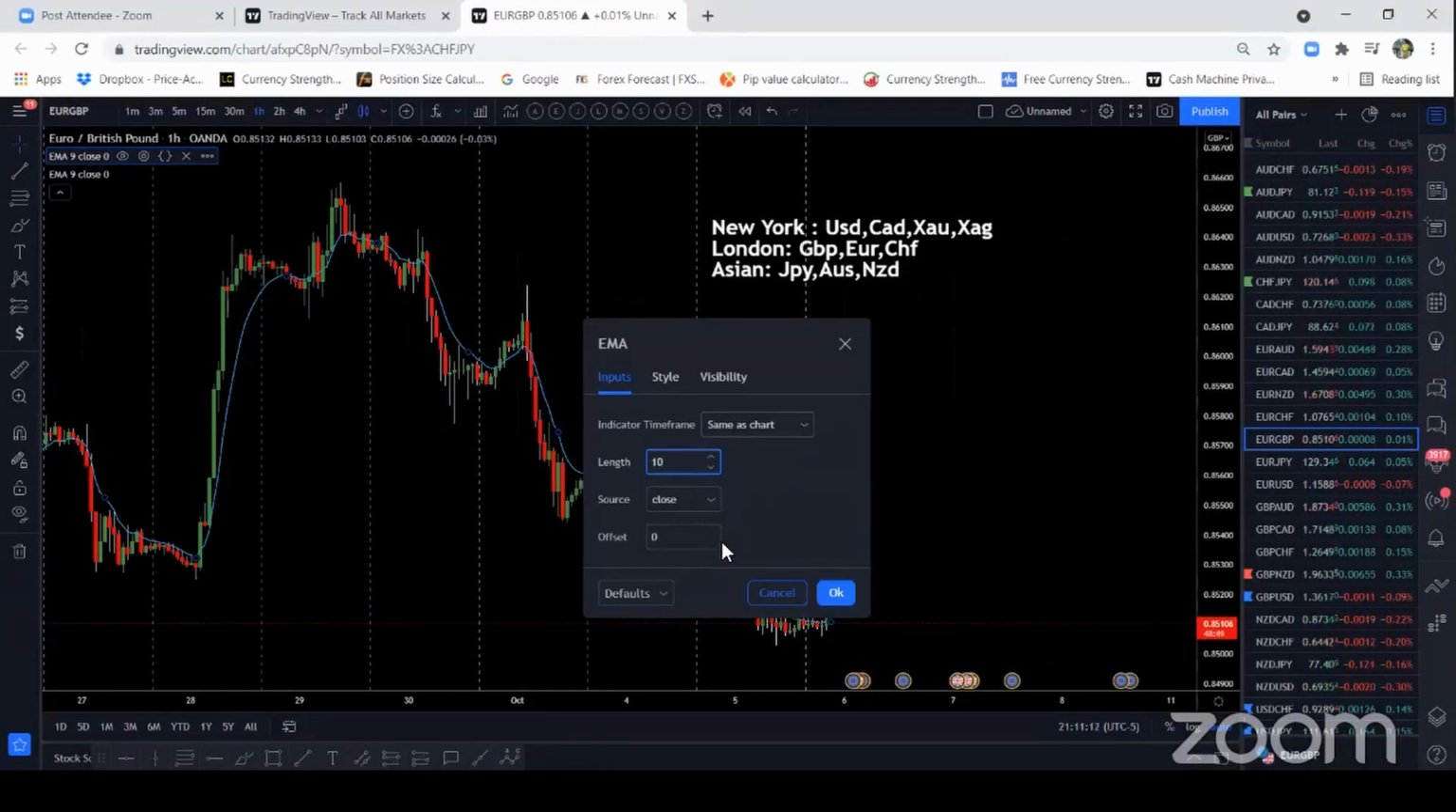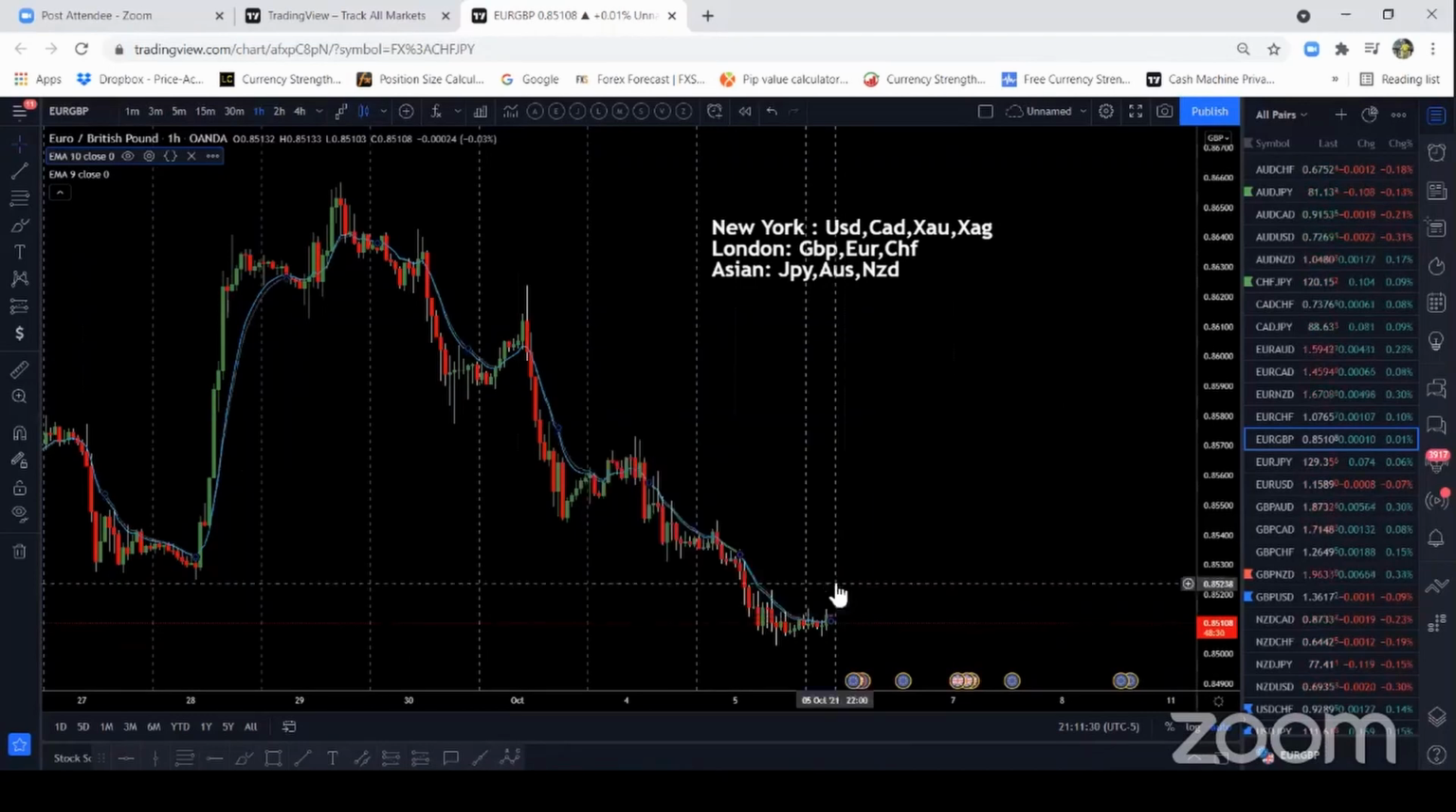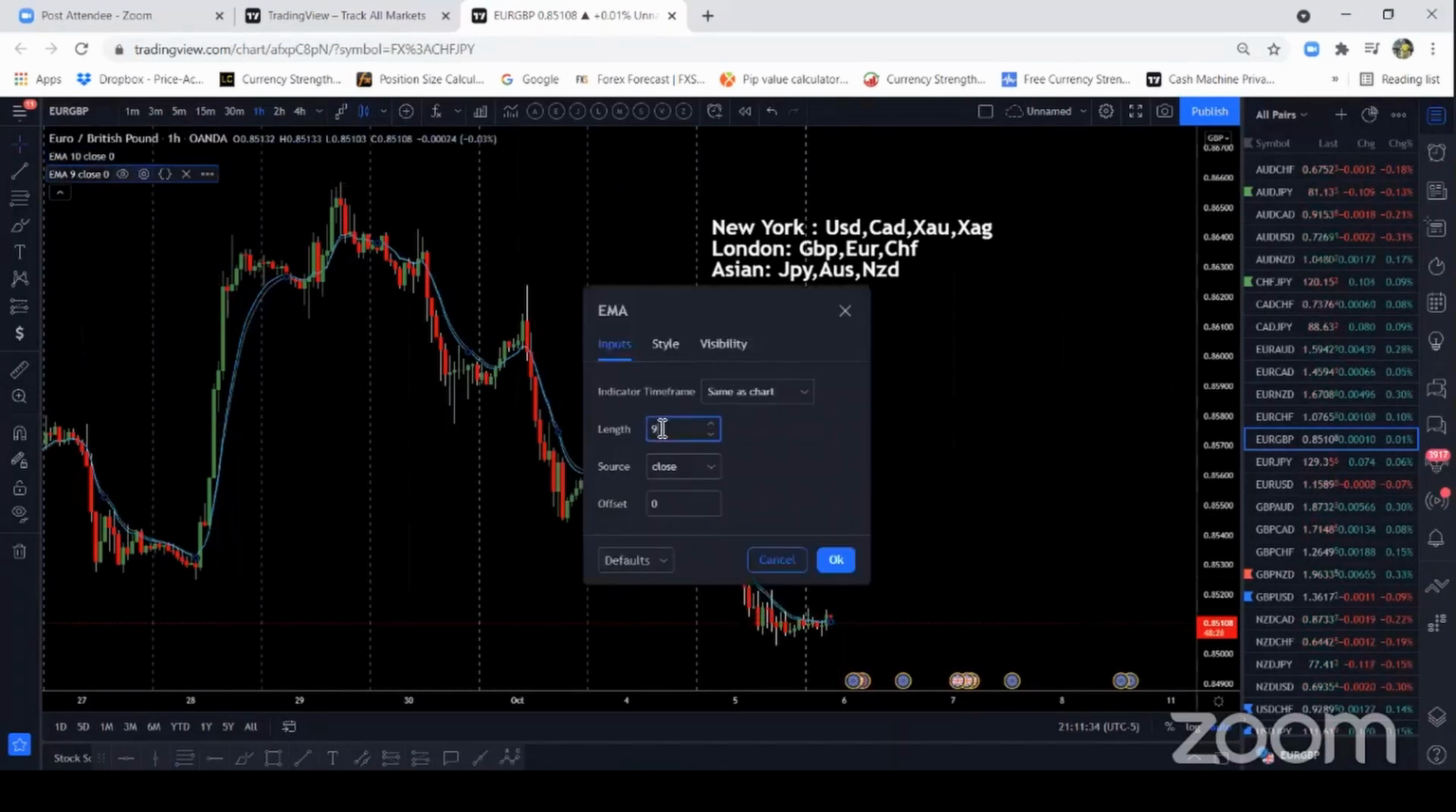If it's only measuring 10 hours of price action, it's going to react to the current price action more than something that's 100 hours of price action being weighted in. So 10 is going to move faster, 100 is going to move slower. So what I like to do is I set up mine with the 10, and I also set up a second one at 100.